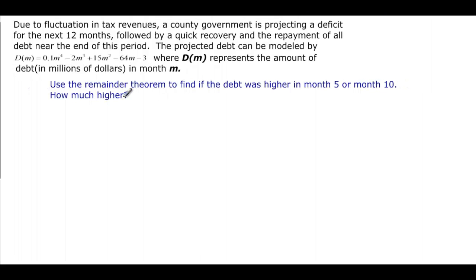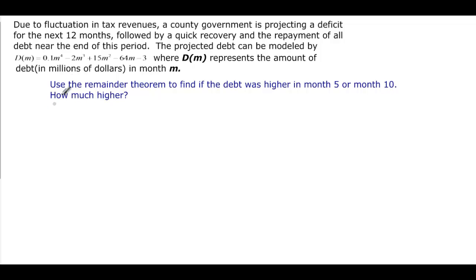So let's look at a story problem. Due to fluctuation in tax revenues, the county government is projecting a deficit in the next 12 months, followed by a quick recovery, payment of all the debt near the end of the period, and we got this function. And it represents the amount of debt in millions of dollars in month M. So use the remainder theorem to find if the debt was higher in month 5 or month 10, and how much higher.